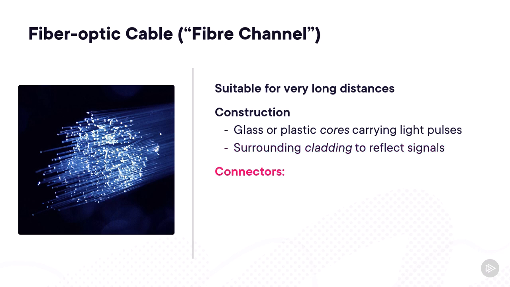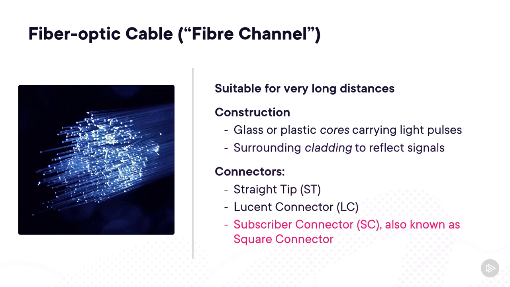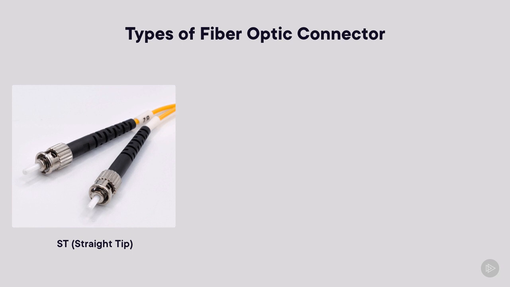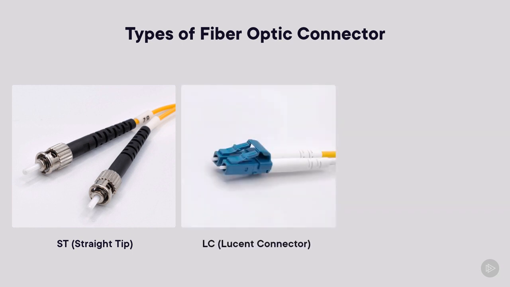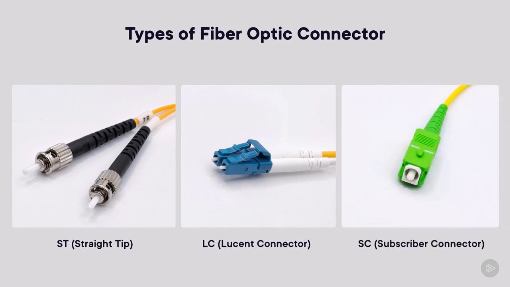We have 3 types of connectors to know about: straight tip, lucent connector, and subscriber connector, also known as square connector. Here's what they look like. First, the ST connection, which looks exactly like its name would suggest. Here's the LC connector, which is a dual connection. And here's the SC. You can sort of see why its alternate name is square connector.